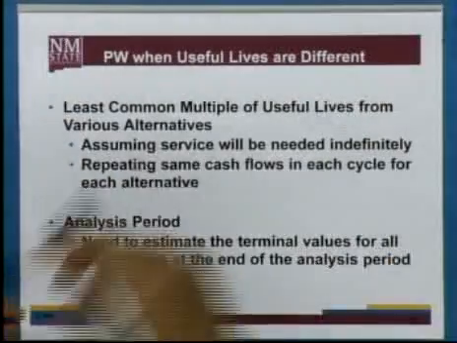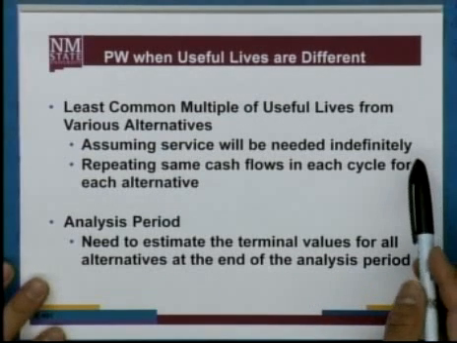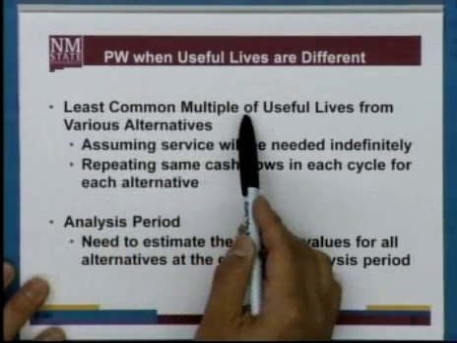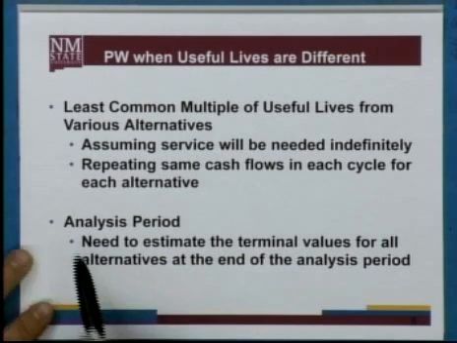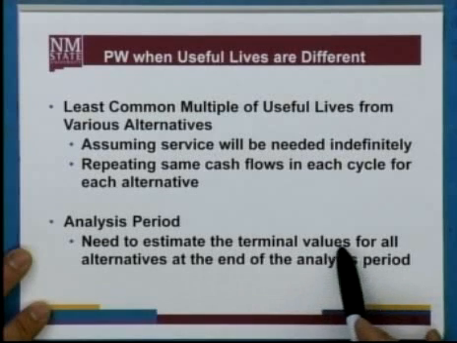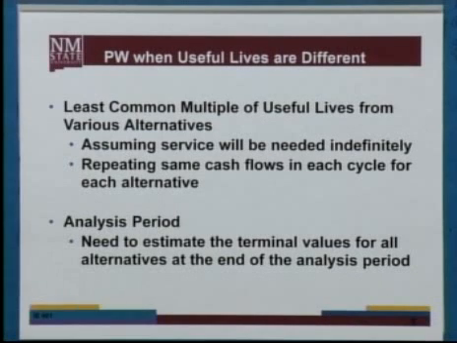If at least one alternative has a useful life different from the analysis period, then one method is to select an analysis period that is the least common multiple of the alternative lives. And another method is to select an analysis period, and in this case, we need to estimate the terminal values of all alternatives at the end of the analysis period. Okay?